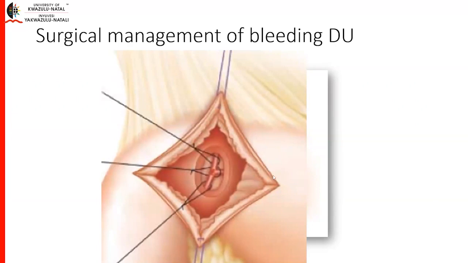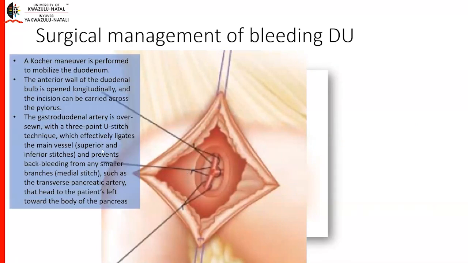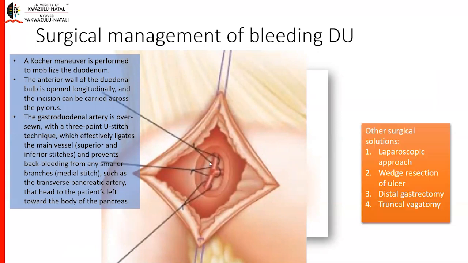Of course, one would have to mobilize the duodenum and open up the duodenum. Right? And then we always close, if we open up the duodenum longitudinally, we'll always close it transversely so as to increase the diameter of the duodenum and reduce the risk of narrowing of the duodenum. Okay, so this is the surgical intervention. This can also be done laparoscopically.